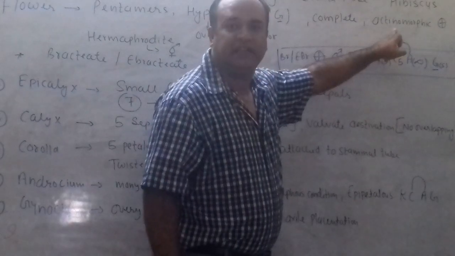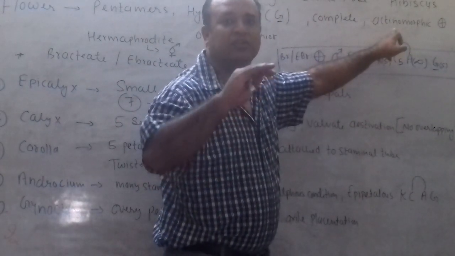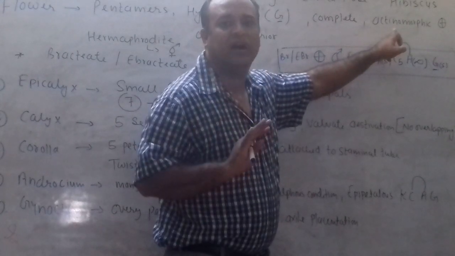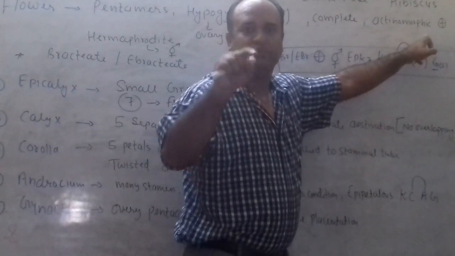And the flower is actinomorphic. What is the meaning of actinomorphic? That means it can be cut through any plane into 2 equal halves. And what is the sign of this? We have to make a circle and put a plus sign in it.